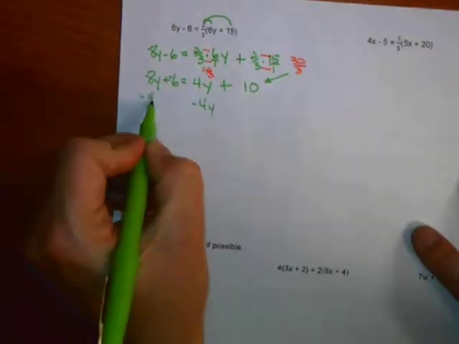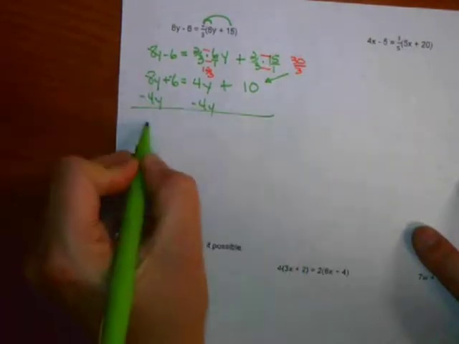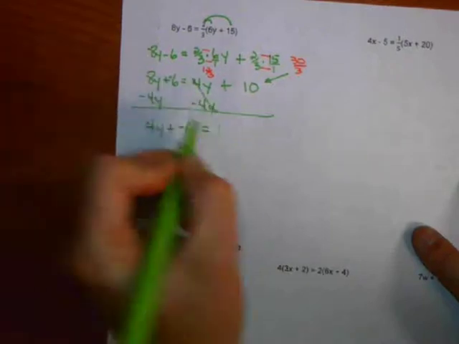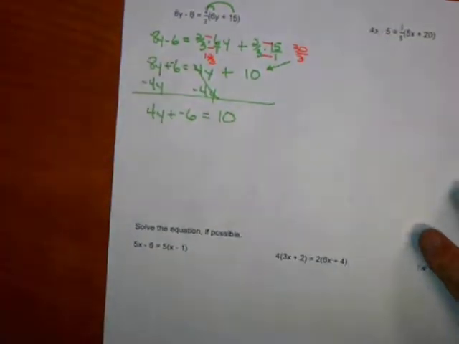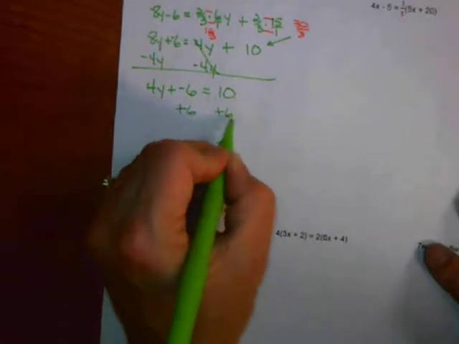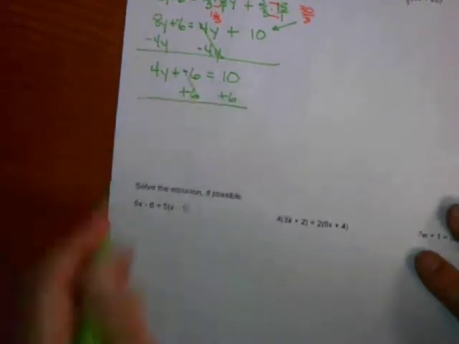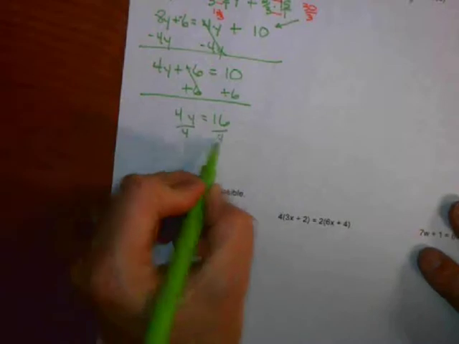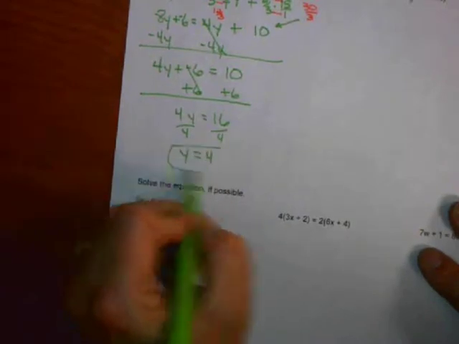Subtract 4y, subtract 4y. 4y plus negative 6 equals 10. Add 6. 4y equals 16. Divide by 4. And y equals 4. I know I finished that fast. I'll let you write it down.